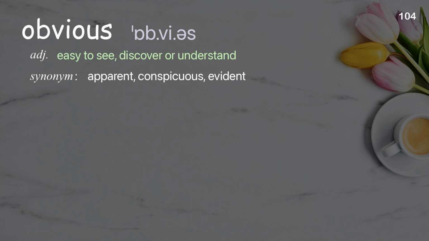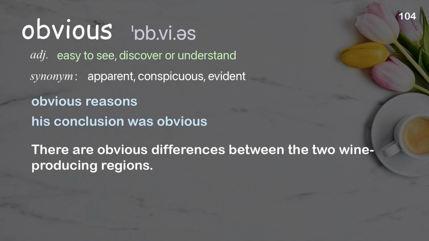Obvious. Easy to see, discover, or understand. Examples: obvious reasons, his conclusion was obvious. There are obvious differences between the two wine-producing regions.